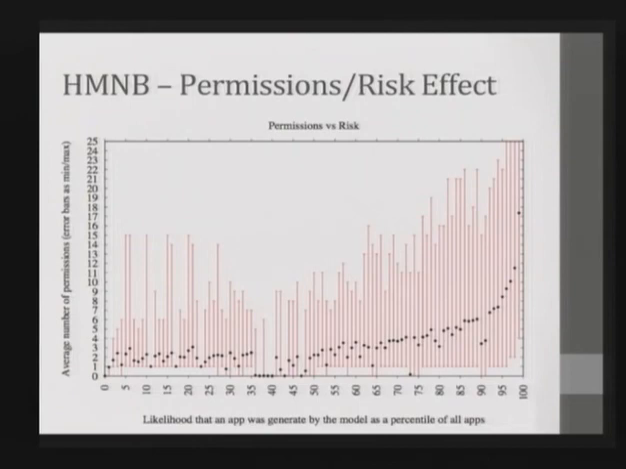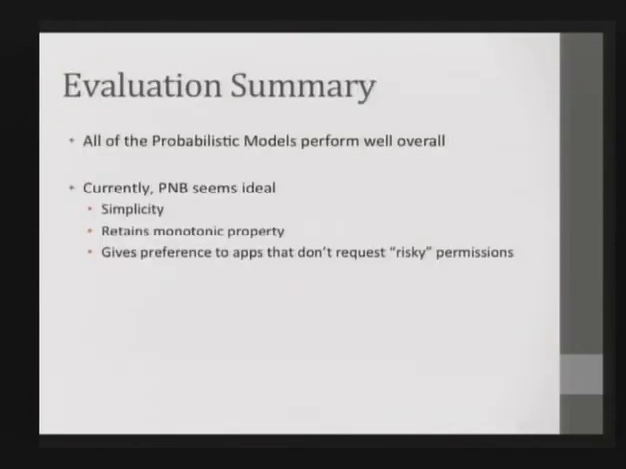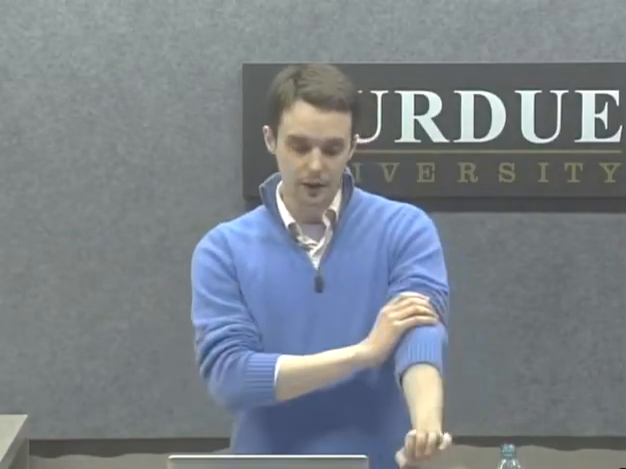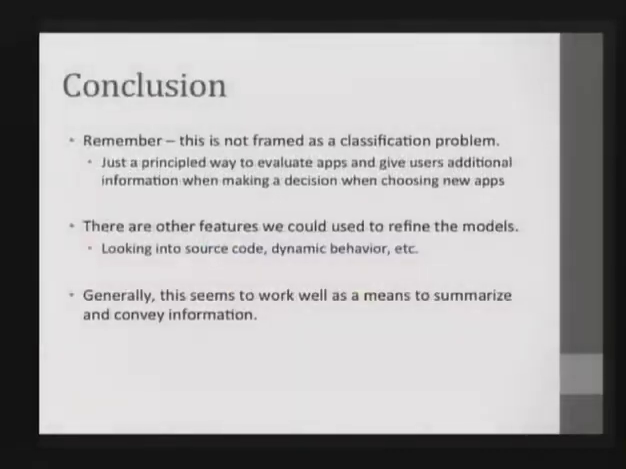And so our evaluation summary is that all the probabilistic models perform well, but based on that simplicity and that monotonic property, we think that the naive Bayes with the informative prior is actually the ideal model for this, because it is simple, it's monotonic, and you get that preference for risky permissions. And so the last conclusion is, remember, this is not about classification. We're not framing this as we want to identify malware and identify benign stuff. This is framed as we want to find a way to evaluate the risk of applications, and so we can help users make more informed decisions when they're going to install these applications. And we think that this is one way to do that.